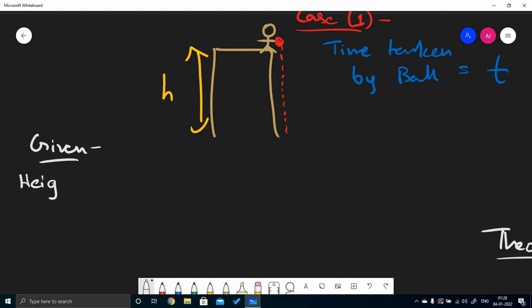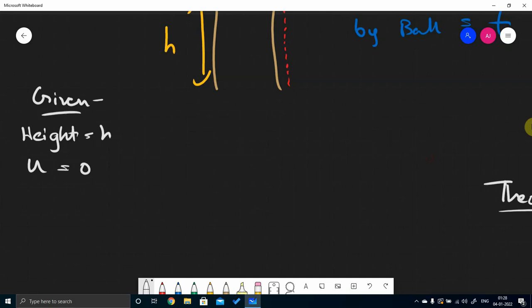We are given height, and height is equal to H. We're given initial velocity, which is equal to 0. And now we need to find the time. So let's just write all the three equations of motion. It just takes 2 seconds, and when you have it in front of you, it's super helpful.